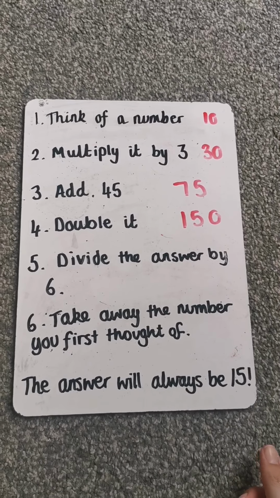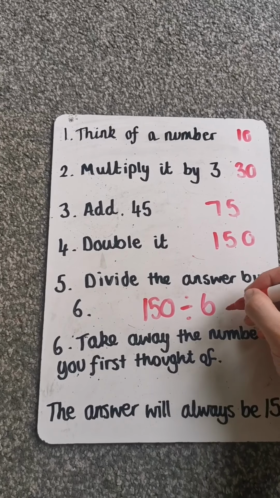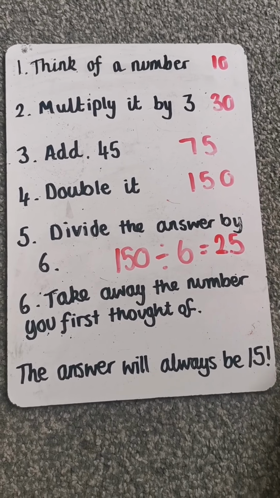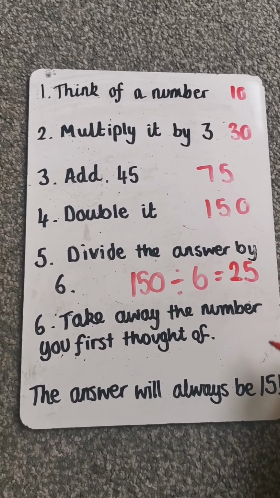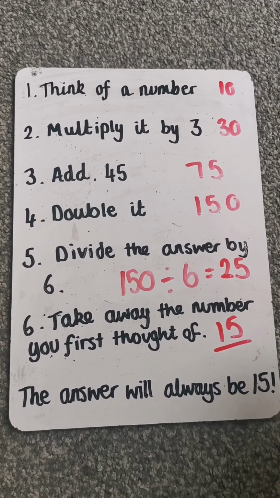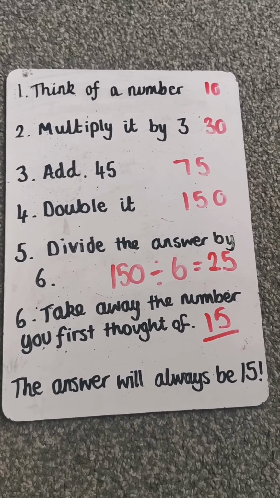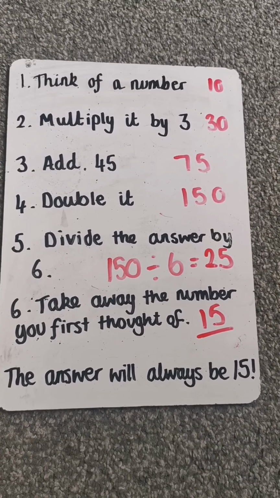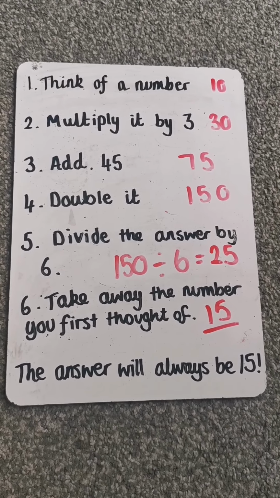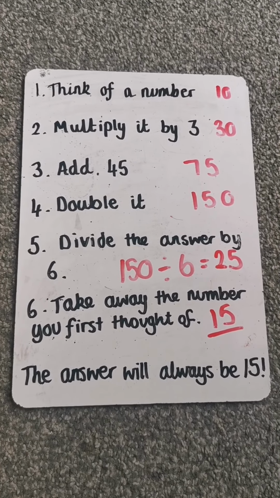Now I need to divide the answer by 6, so 150 divided by 6, which equals 25. And now I need to take away the number that I first thought of, which was 10. So 25 take away 10, my answer will be 15. So if you need to write it down to work them out, that's absolutely fine. People will still be amazed that you get the answer correct. So if it takes you a little bit longer, that's fine. Obviously, the more you do it, the better your calculation will be, and therefore you'll impress people even more with your mathematician skills.